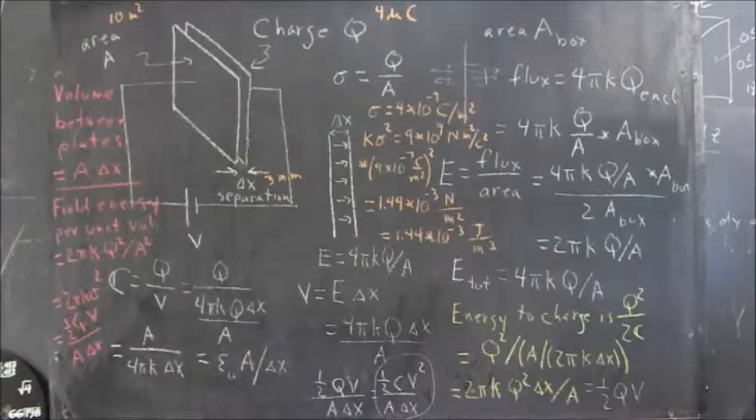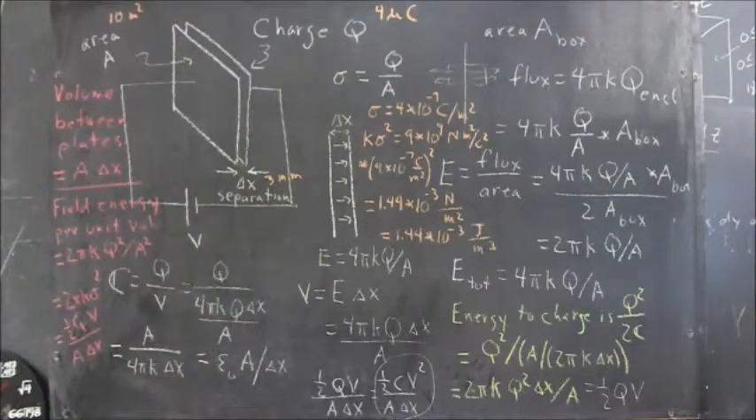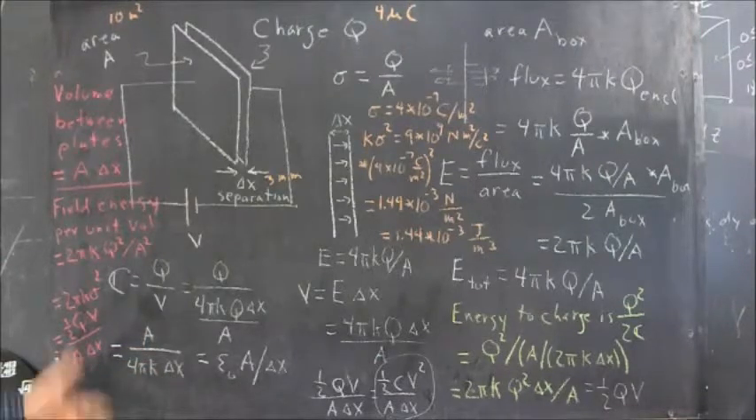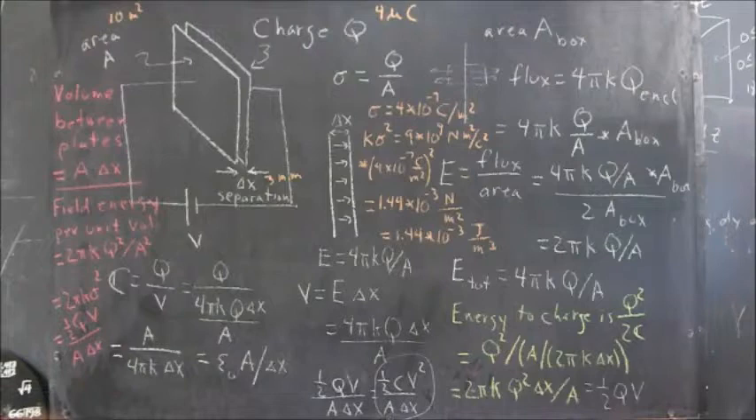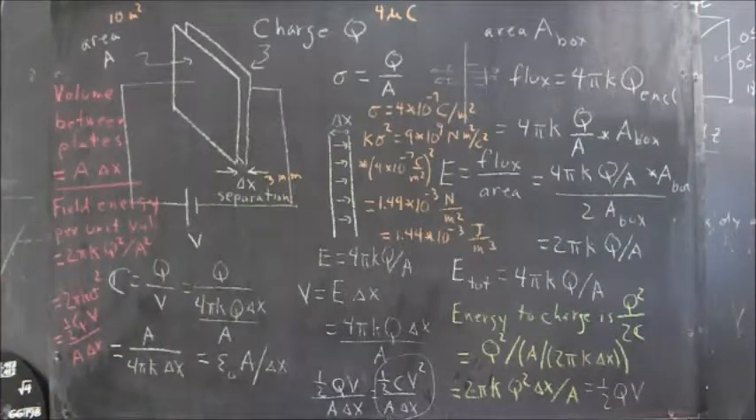Your capacitance here comes out A over 4 pi k delta x. A is 10 square meters. Delta x is 3 millimeters. You divide 10 by 0.003, you get about 30,000. 4 pi k is about 3.6 times 10 to the 10th pi, which is about 10 to the 11th. So if I divide the 30,000, which is 3 times 10 to the 4th, by 10 to the 11th, I get 10 to the negative 7th.